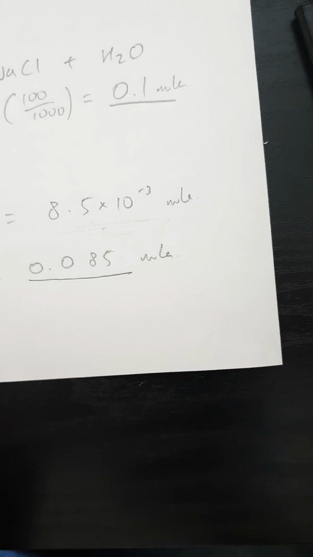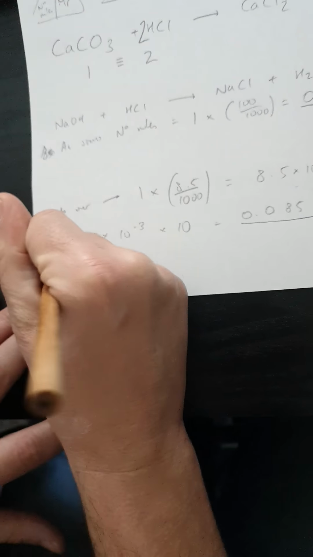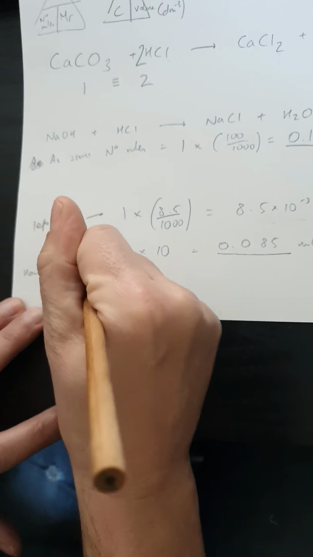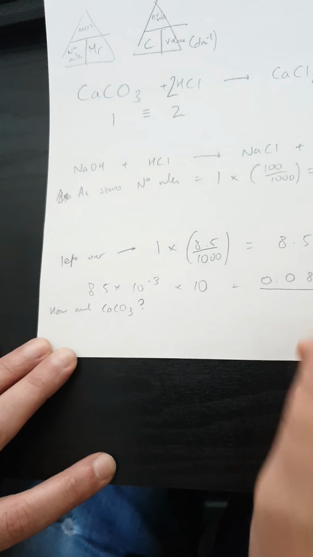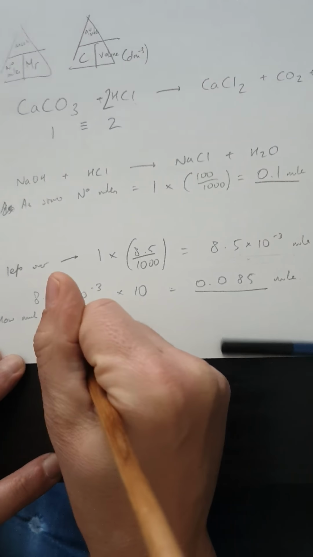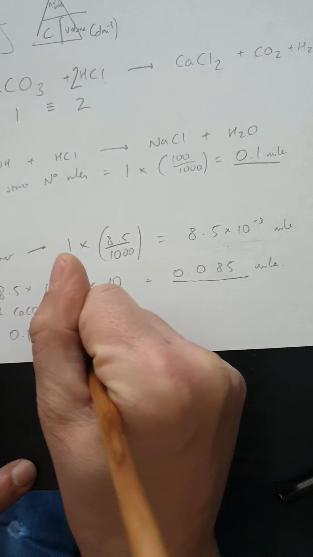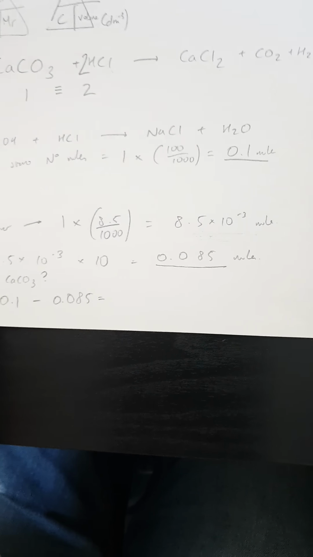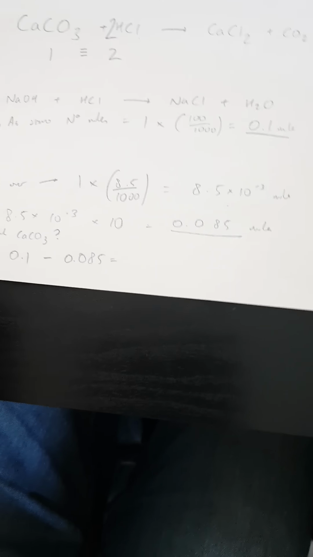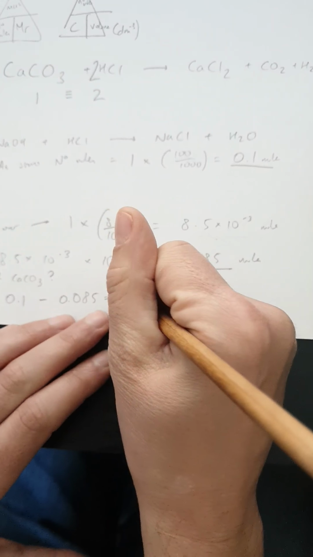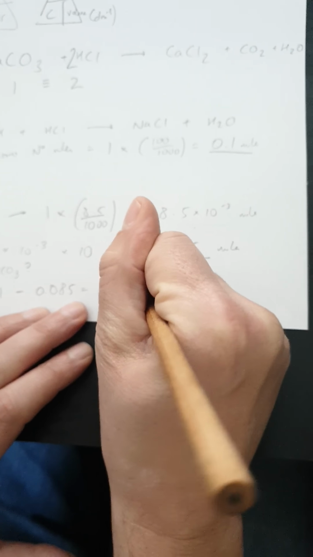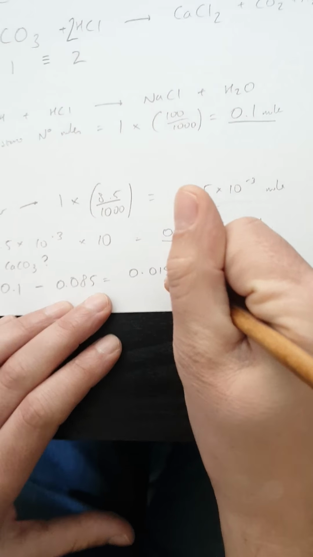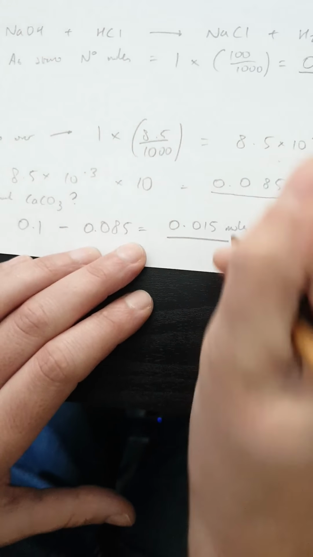That's what we had at the start. So how much did we use? Well, how much CaCO3? It's 0.1 minus 0.085, which equals 0.015 moles left over. Okay.